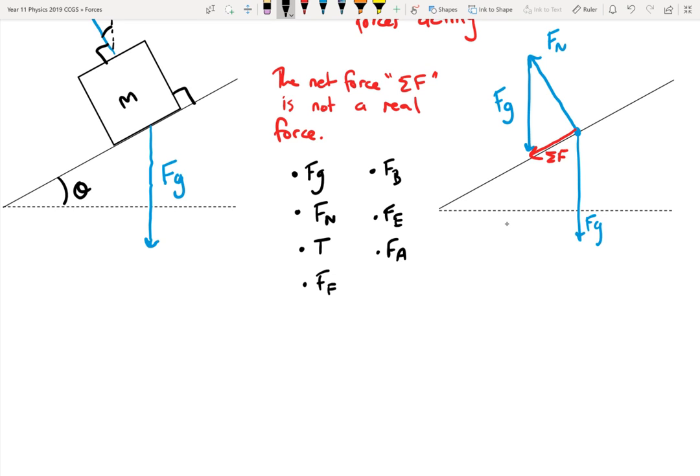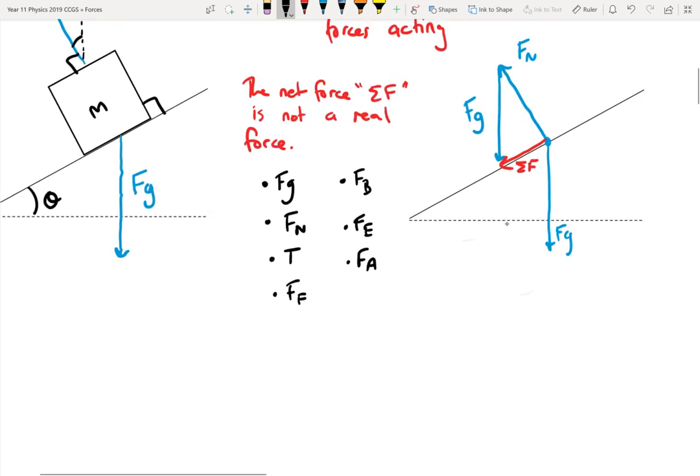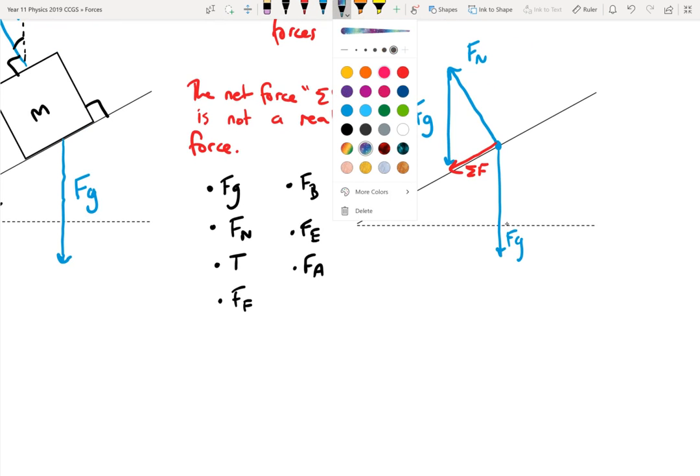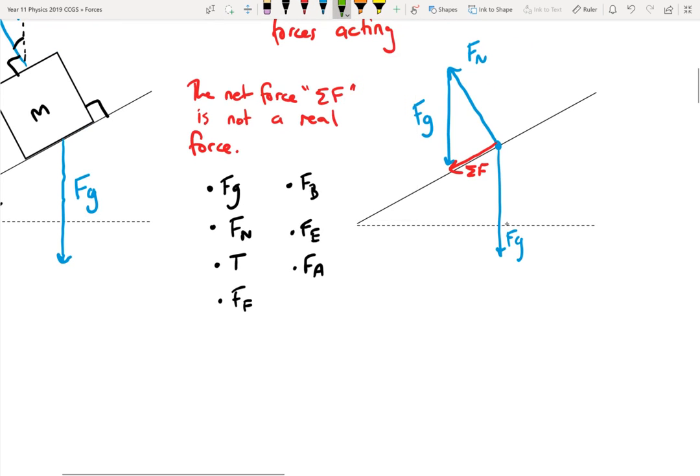Is sum F B the magnetic force, sir? Yes, B is for magnetic. In year 12 physics, we'll learn that B is for magnetism.